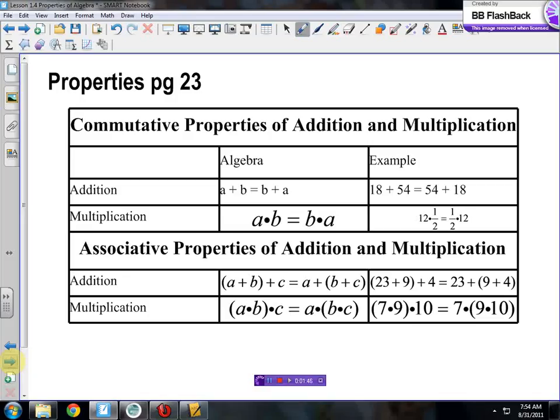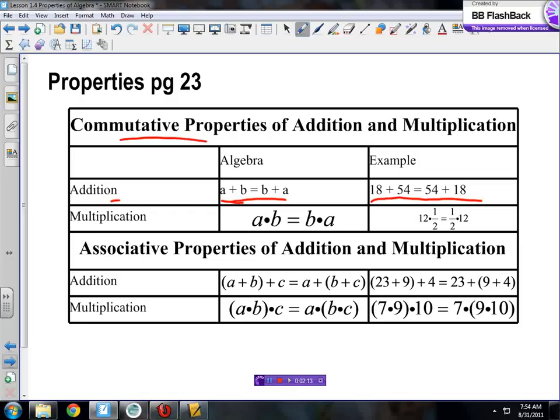So let's look at what these say. Right here we have addition property, and it says A plus B is equal to B plus A. Did you guys know that? If we look right here, 18 plus 54 gives you the same answer as 54 plus 18. And the simple one that I like to use all the time is 2 plus 3 is the same as 3 plus 2. That's just called the commutative property. We're talking about the addition commutative property.